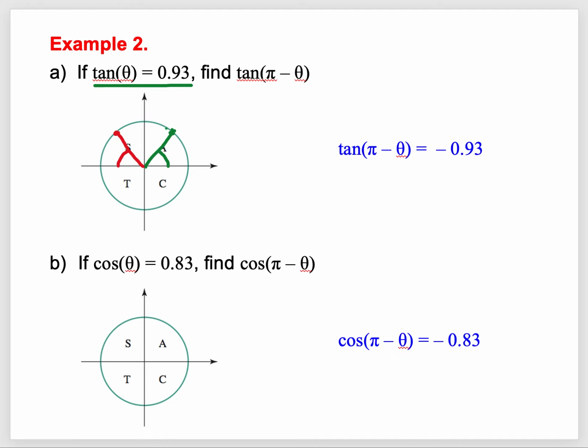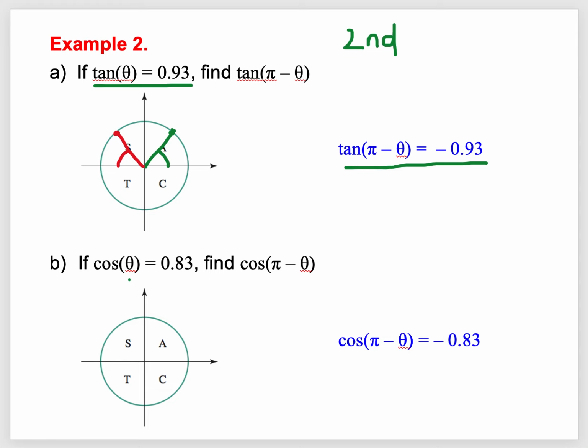But from the symmetry, we know that the value of those two points, the x and y values, will be the same. We just need to think, okay, it's the second quadrant and it's tan, so is it positive or negative? In the second quadrant, only sine is positive, and that means that tan is negative. So tan of pi minus theta is equal to negative 0.93. Same value that we had originally, but negative. And that's, again, just because in the second quadrant, tan is negative.